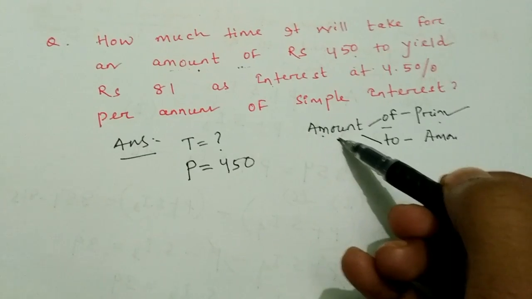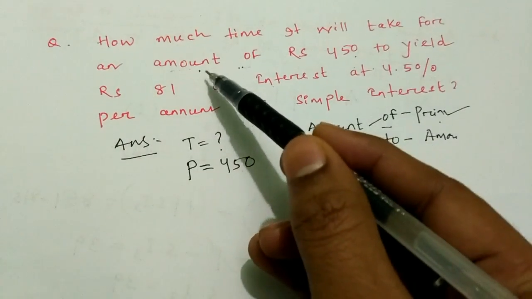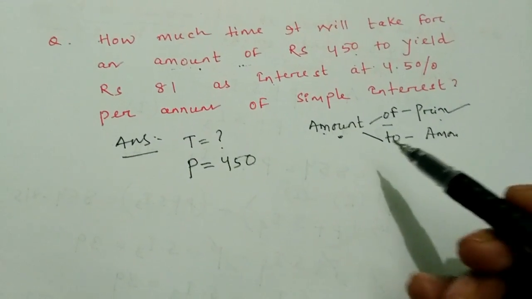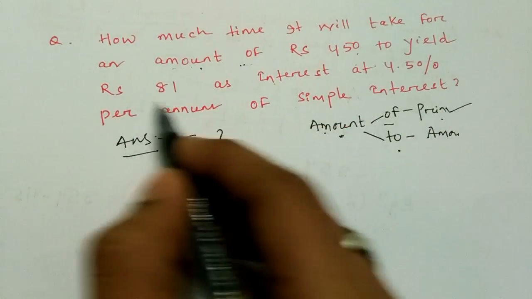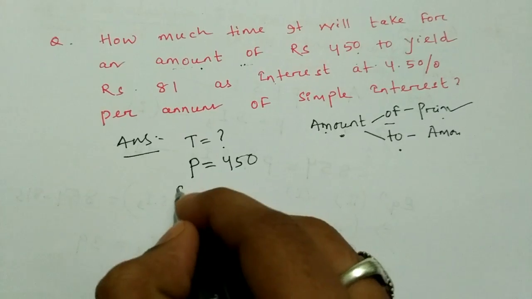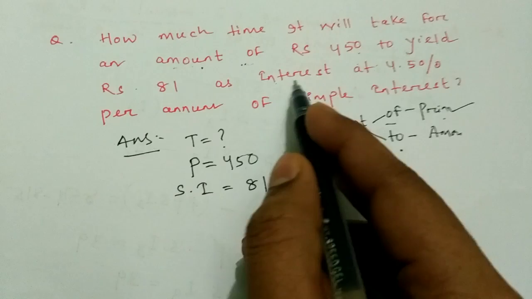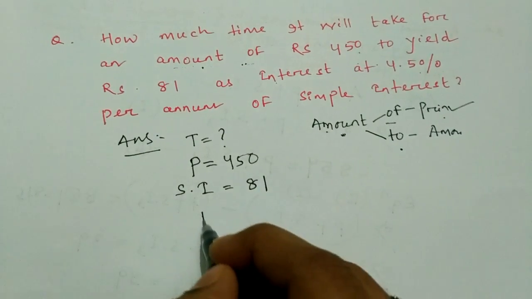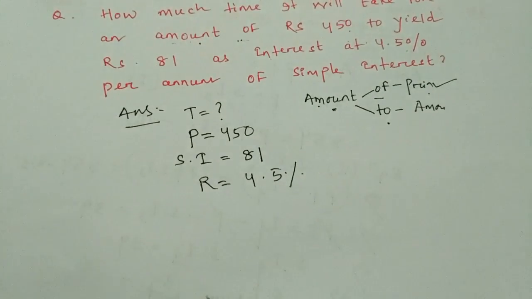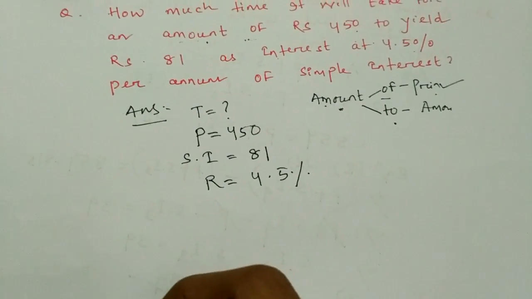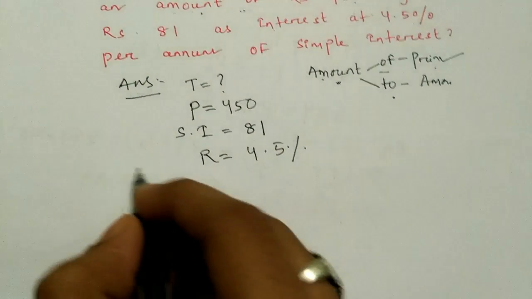Amount is a mysterious word actually. So 'amount of' means principal. If it says 'amount to Rs 450', I will take it as the amount. So I think it's clear. Next, to yield Rs 81. Here simple interest is given as 81 rupees and the rate of interest is 4.5%. So let's do it by the traditional method first.